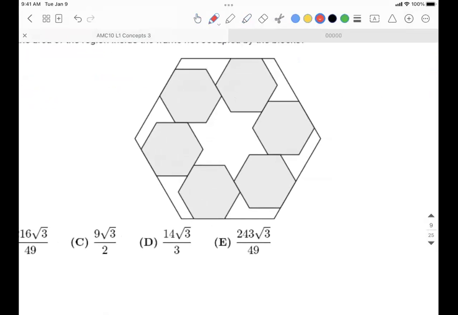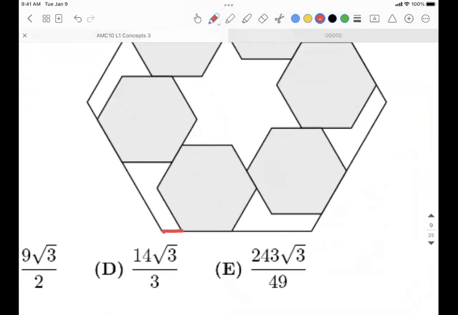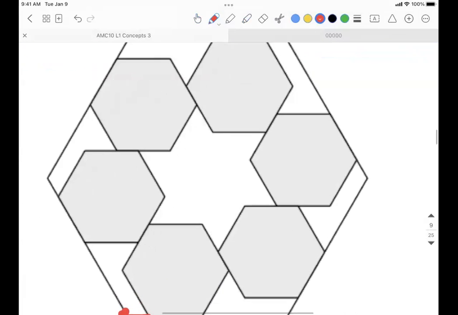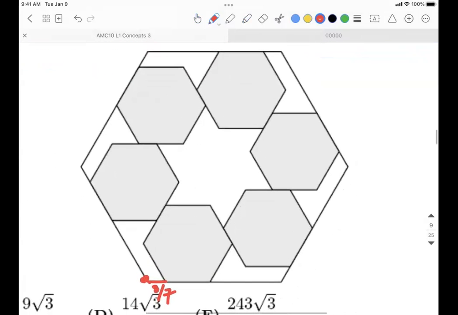This part, 3/7, right? The distance from any corner of the frame to the nearest vertex of a block is 3/7. Then what is the area of the region inside the frame which is not occupied by the blocks? So basically the question is asking, what about the white part?